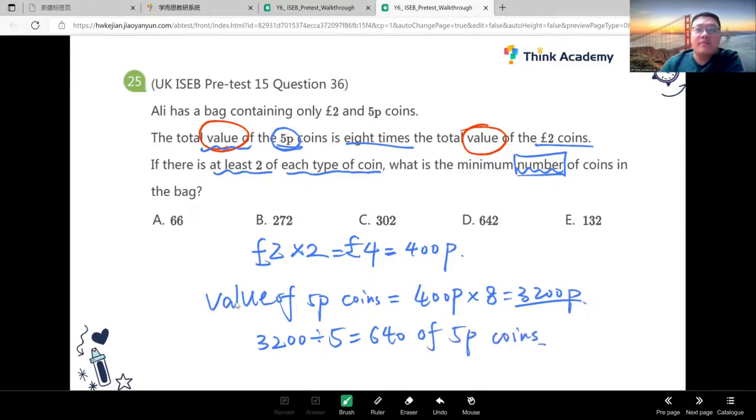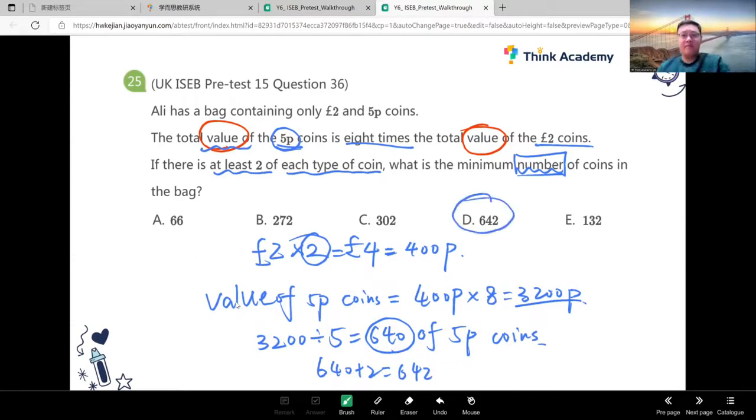So in total, you have this many 5p coins and only 2 of these 2 pound coins. So in total, how many coins do you have in your bag? 640 add 2, that means 642 coins. So that's why you choose D.